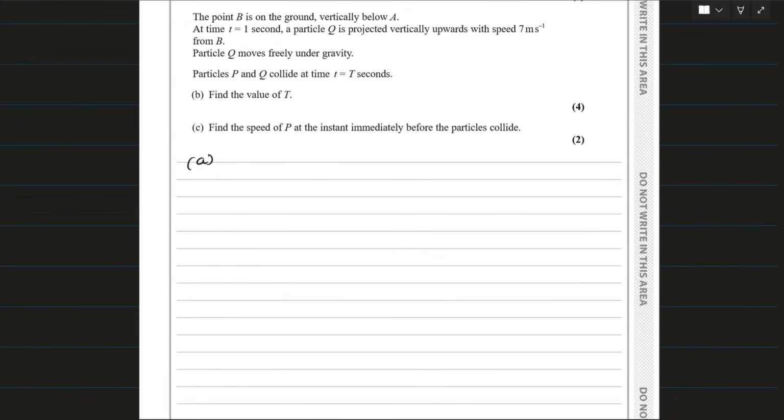So from the information given, we see that there is a point A and there is a particle at point A. The particle is called P. This particle is projected vertically upwards from this point, and the speed is 5 meters per second. As the particle is moving vertically upwards, there will be a gravitational acceleration on the particle, and the acceleration will be downwards. We also see from the question that this point A is vertically 10 meters above the horizontal ground.